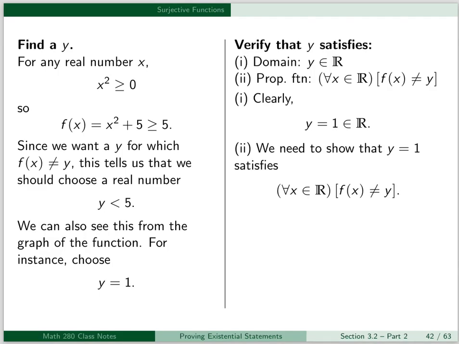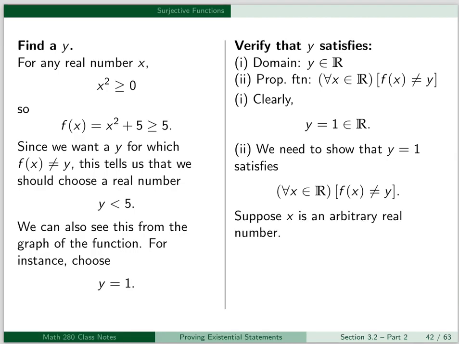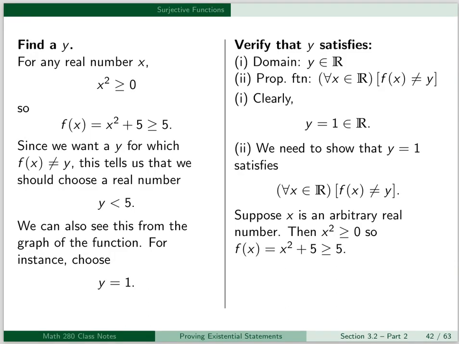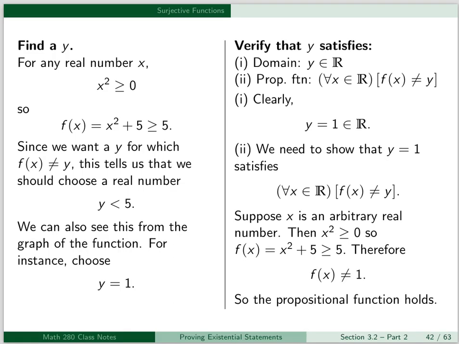And for the propositional function, we need to show that y equals 1 satisfies: for all x in R, f of x is not equal to y. This is a universal statement, so to prove this, we suppose x is an arbitrary real number. Then x squared is greater than or equal to 0. So f of x equals x squared plus 5 is greater than or equal to 5. And therefore f of x is not equal to 1, so the propositional function holds.